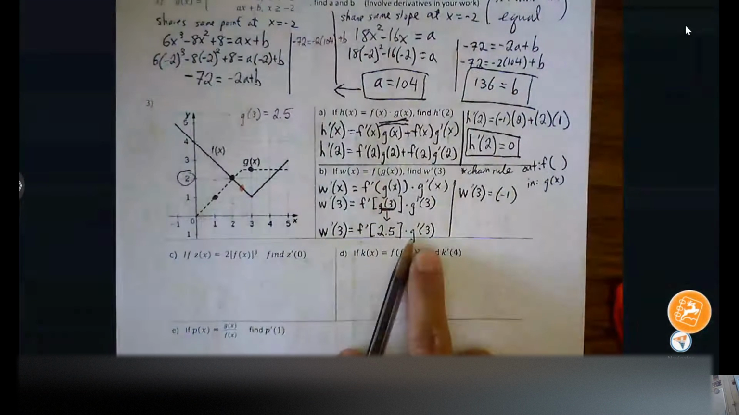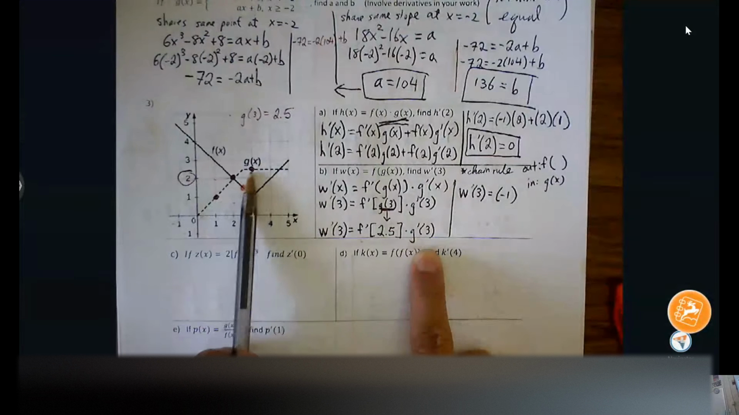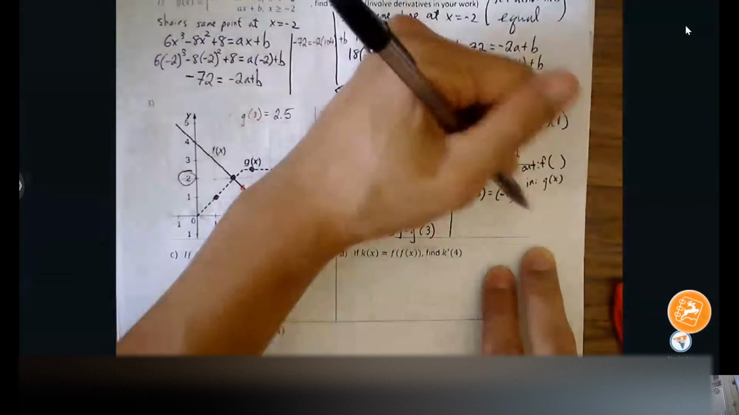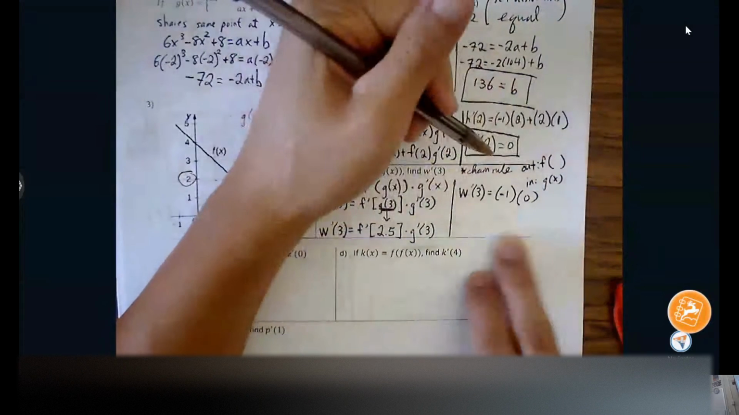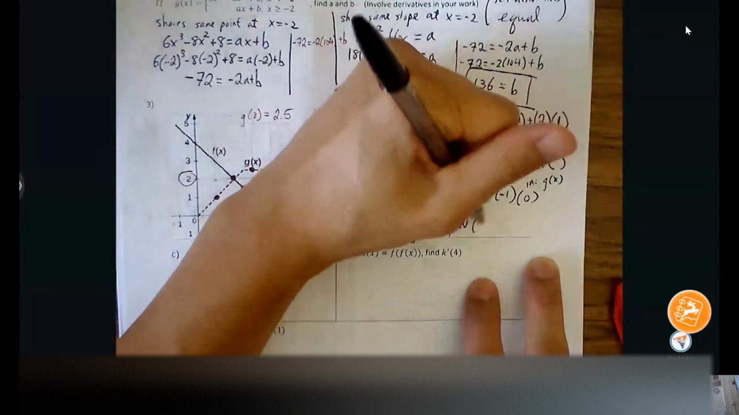And what's the slope of the G graph at 3? Zero. Yeah, that's a horizontal line, right? Slope is 0. So -1 times 0, the answer is 0.